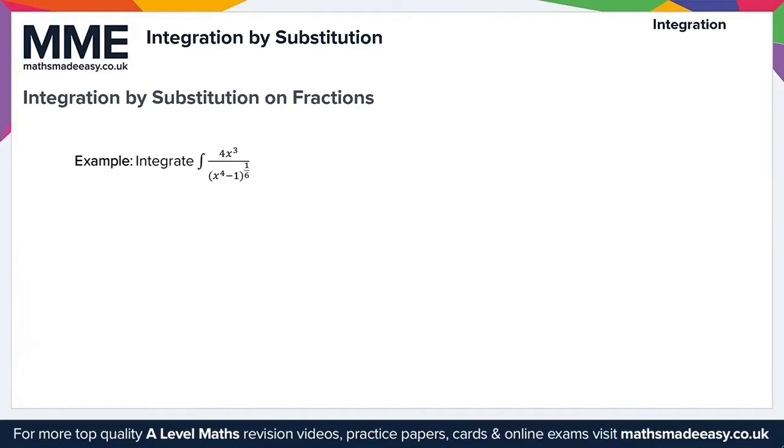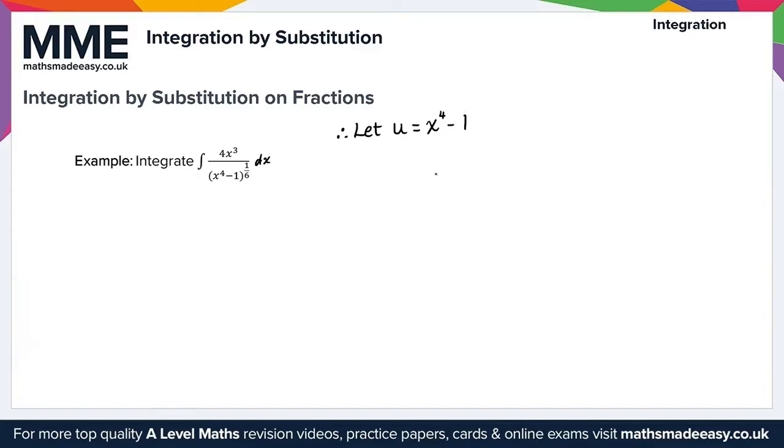Now when you're choosing a substitution for a fraction, the best thing to choose is almost always the denominator, or a part of the denominator. So here, we take a look at this example, we're asked to integrate 4x cubed over x to the 4 minus 1, all to the power of 1 over 6, with respect to x. Here we need to choose the substitution. It makes sense to choose our substitution to be this bracket, x to the 4 minus 1. So we let u equal x to the 4 minus 1.